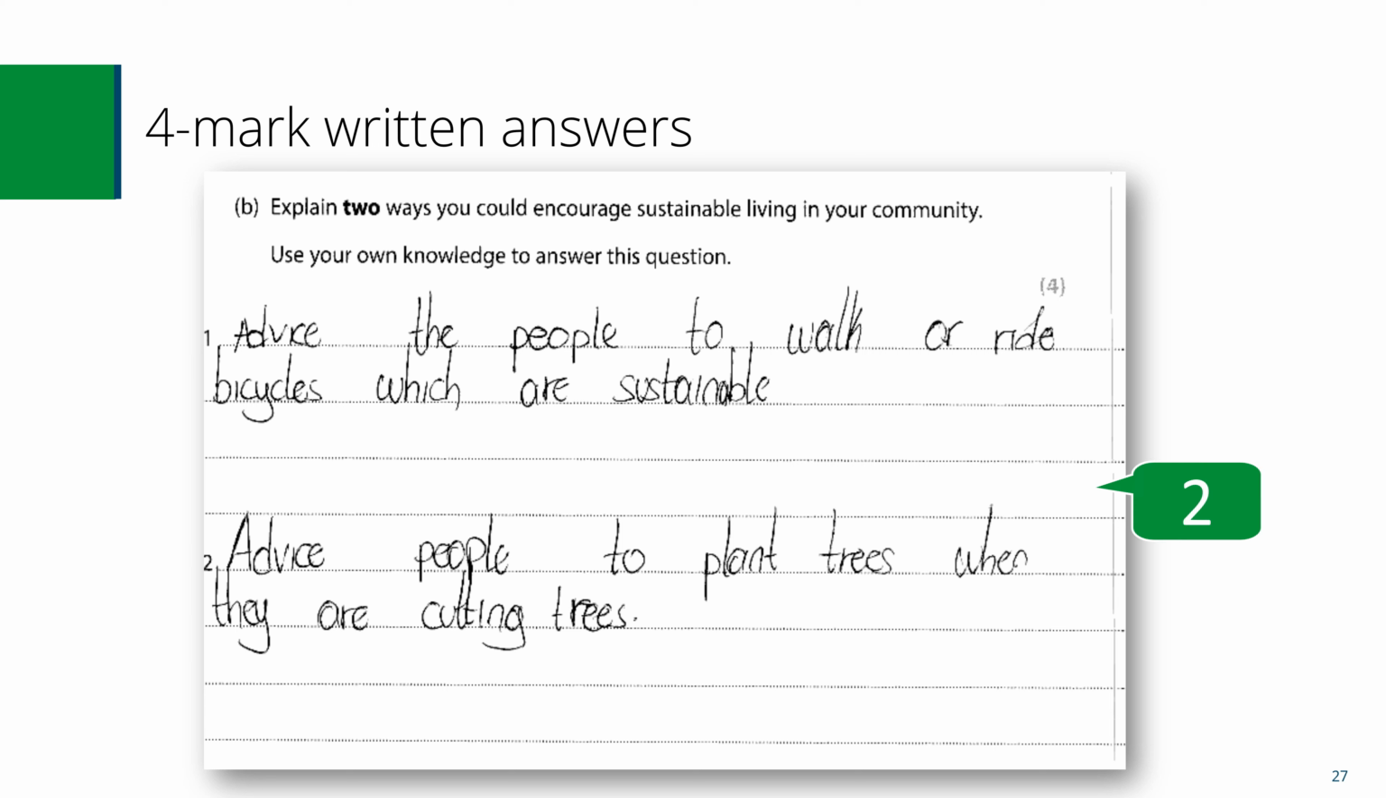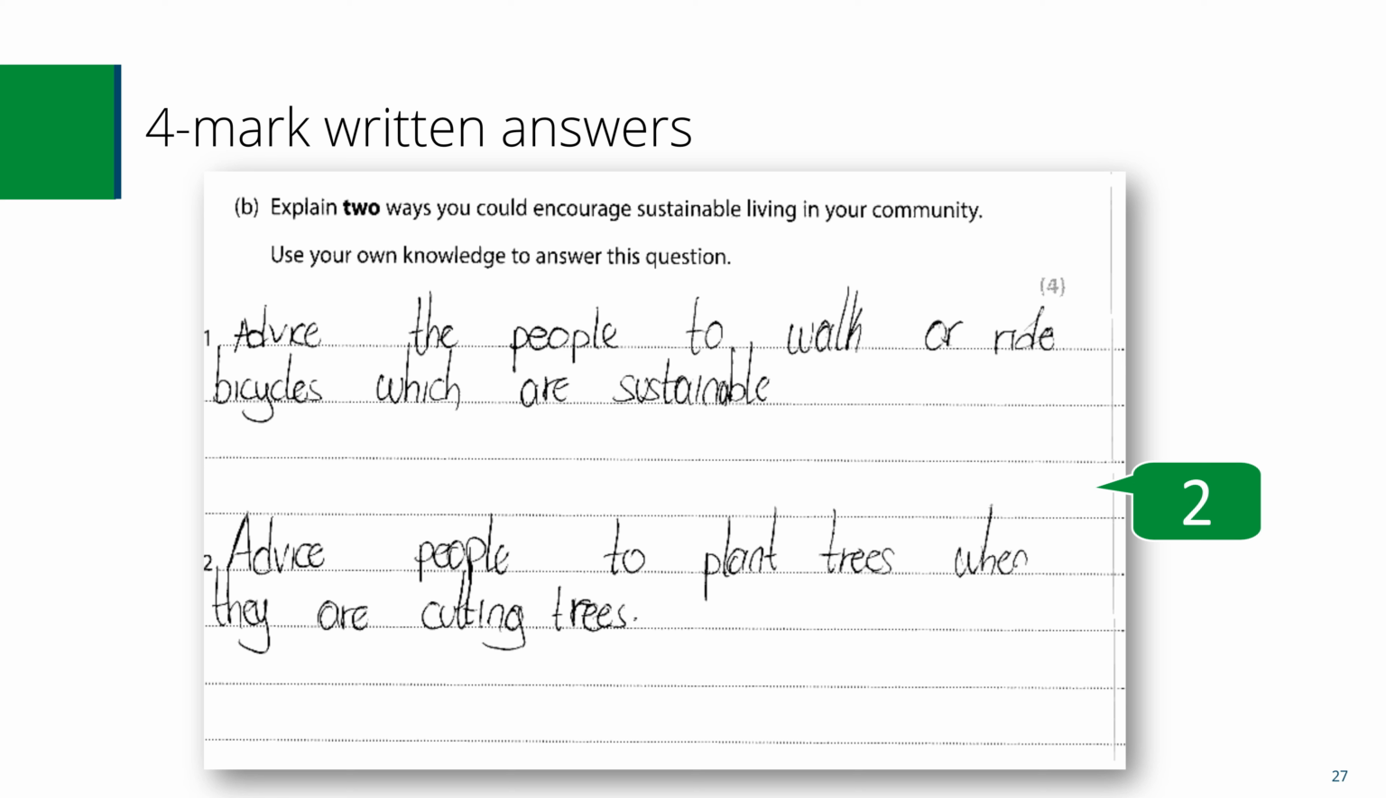This gained 2 marks. In both cases, a simple action is stated, but there is no development of the kind we might expect when 4 marks are available. Advise people to ride bicycles, which are sustainable. That's really just repeating the question, saying they are sustainable. We need you to explain why they are sustainable.